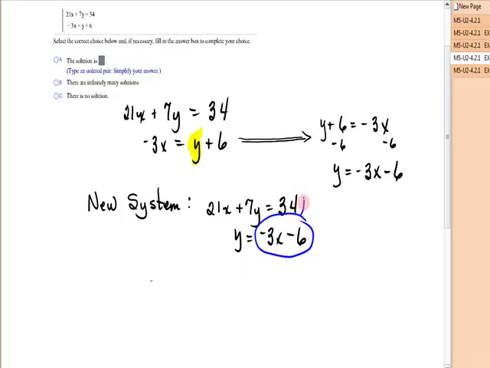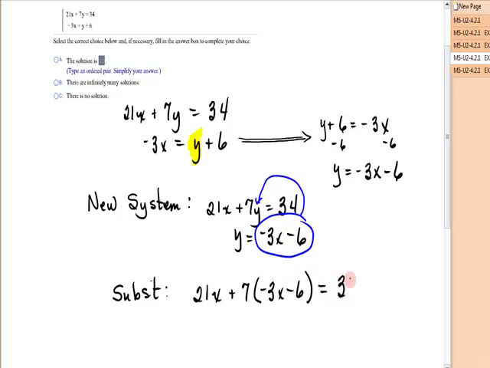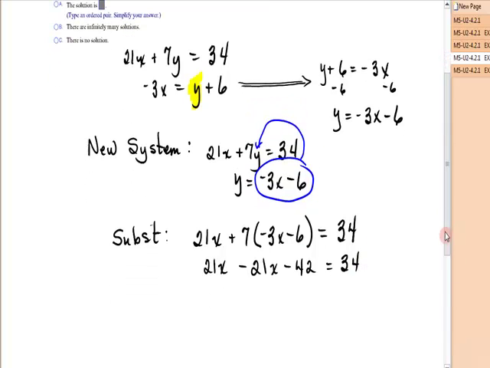That's the value for y. I'm going to plug it in the place of y. So I'm going to substitute now. I have 21x plus 7 parentheses, negative 3x minus 6, close, is equal to 34. Distributive property, keep the 21x. 7 times negative 3x is minus 21x. 7 times negative 6 is negative 42. That's equal to 34. When I combine like terms, my variables drop out and I end up with negative 42 is equal to 34.